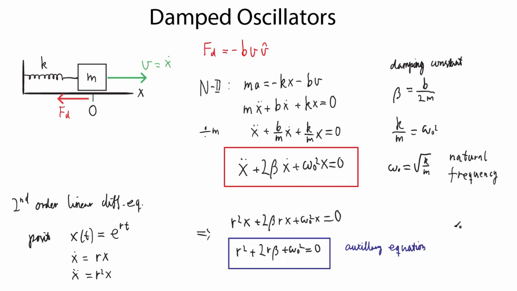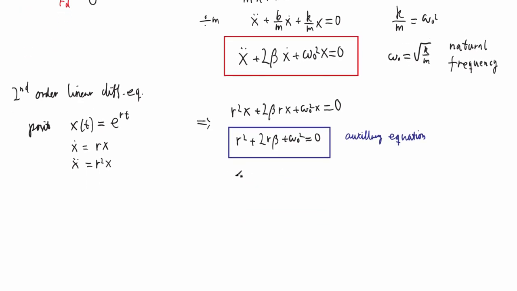Okay, and this is a second order equation, and we can solve that fairly easily. We find that r here equals minus beta plus or minus the square root of beta squared minus omega naught squared. You can verify that for yourself. In other words, we have two independent solutions. And that's comforting because we have a second order differential equation that's linear. We know we should have two independent solutions. And we know that the general solution is just the sum of those two solutions.